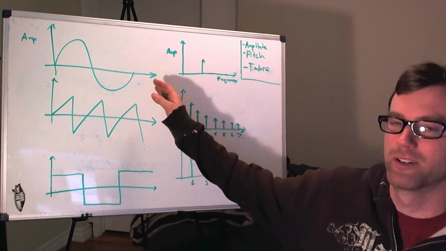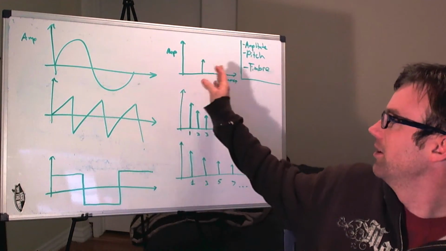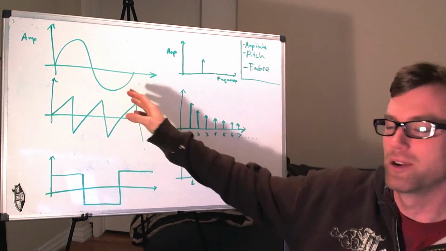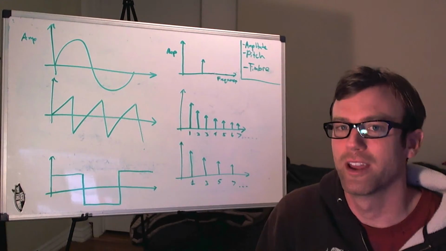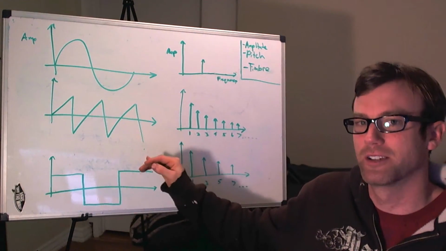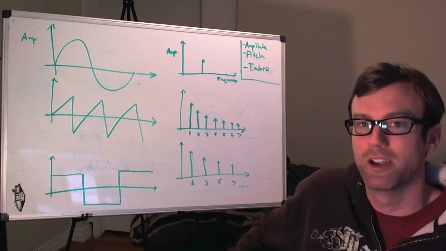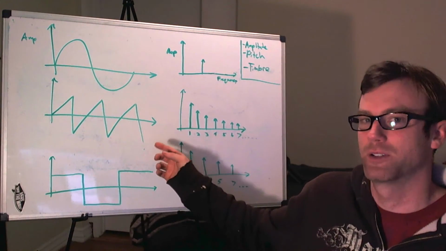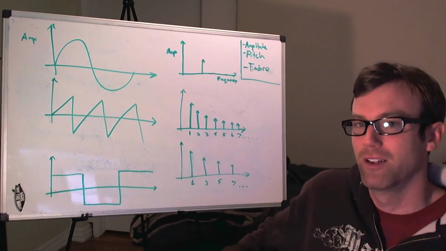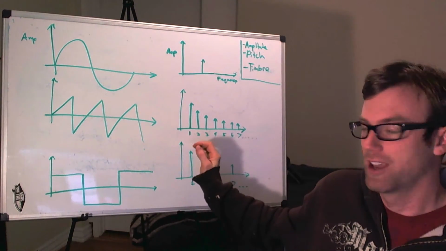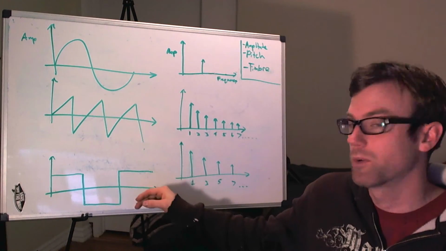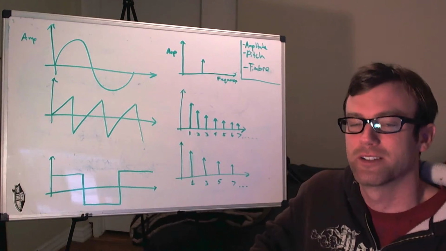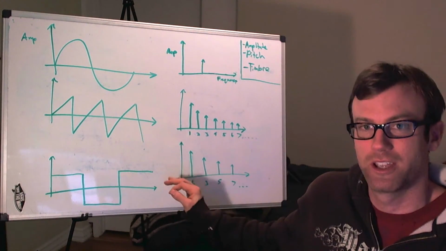With the sine wave as our building block, there's one frequency present, and that's the frequency of this sine wave. The last takeaway is that for these more complex signals, we can recreate them using the harmonics of the fundamental frequency. So a sawtooth wave is created by adding together all of the harmonics with this exponential decay. The square wave is created by adding together all of the odd harmonics of the fundamental with an exponential decay.